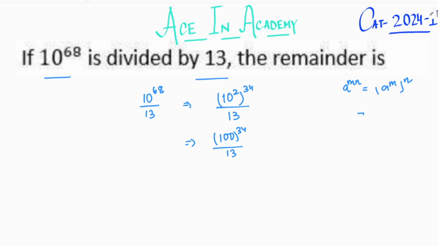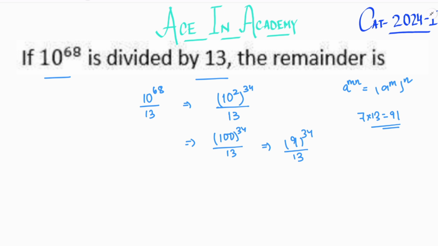Now we know that 7 into 13 is equal to 91. So the closest multiple of 13 is 91, and we'll get a remainder of 9. So we can write it as 9 raised to power 34 divided by 13. Now this is only possible when we are finding the remainders. So this is a trick that we use.